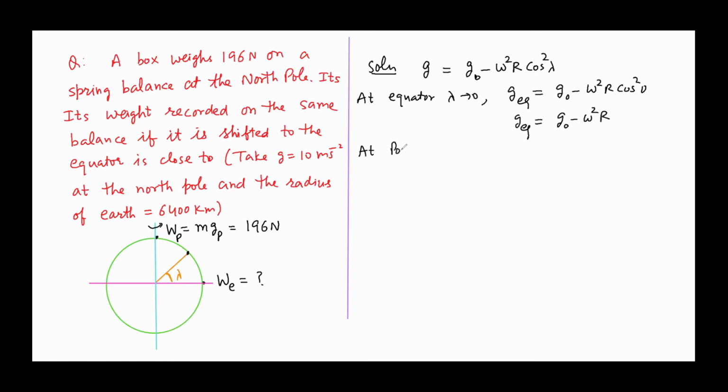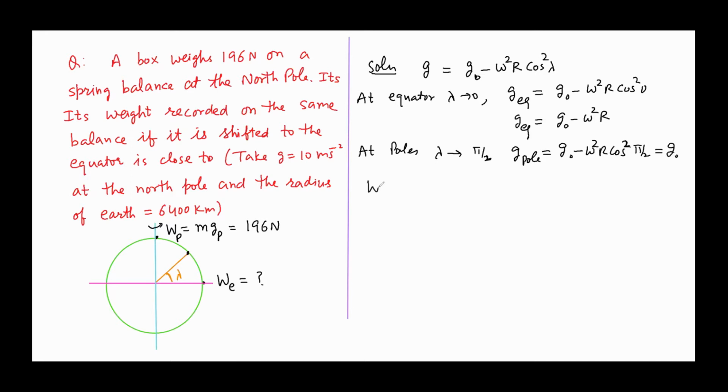At the poles, lambda approaches pi by 2. So acceleration due to gravity at the pole is, because at the pole this angle will be 90 degrees, g naught minus omega square R cos square pi by 2. It will be 0, so it is g naught.